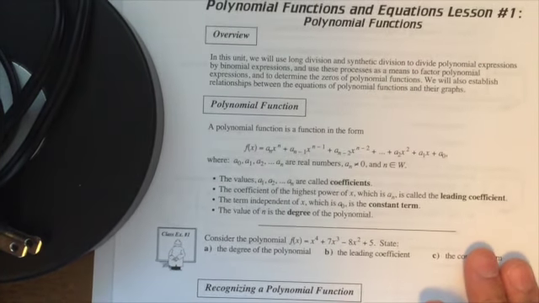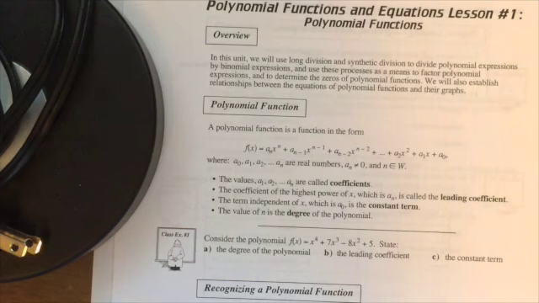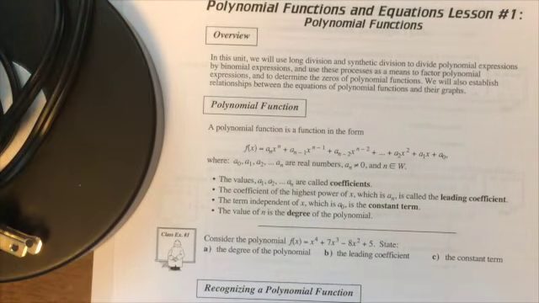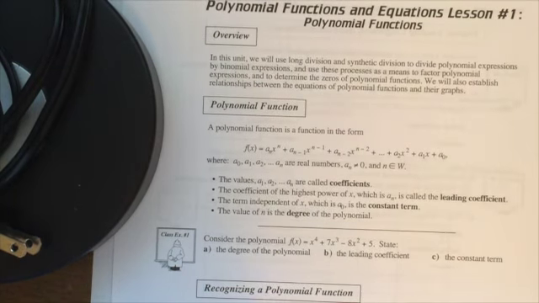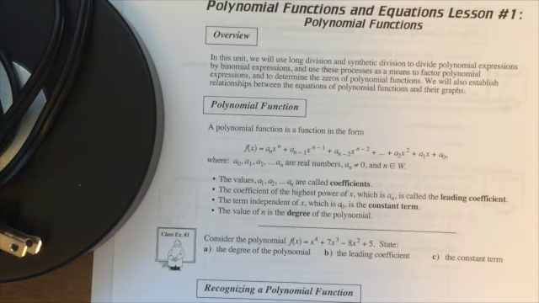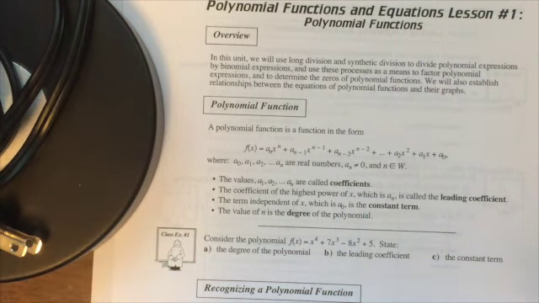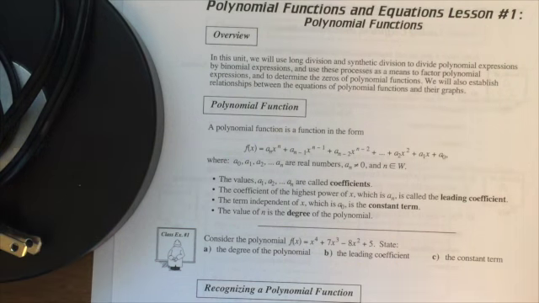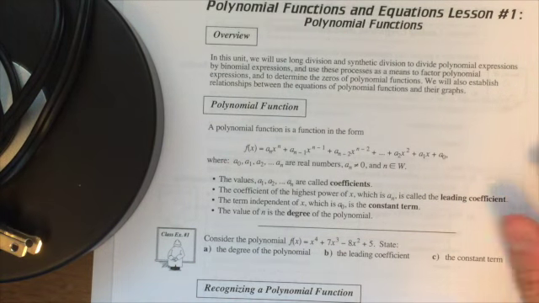All right, so we're going to start looking at polynomial functions. In this unit, we're going to look at long division and synthetic division to divide polynomial expressions by binomial expressions. Then we're going to use that to factor a polynomial and then to determine the zeros of those functions. The zero is where they cross the x-axis on our graph.